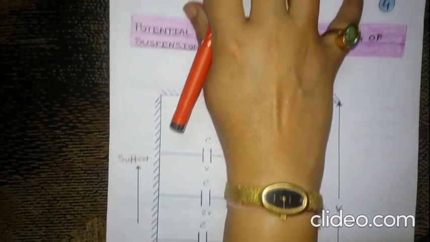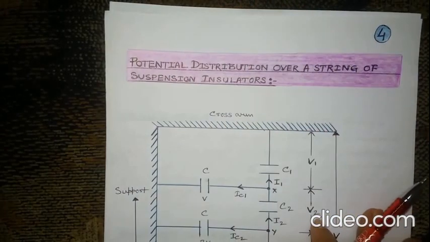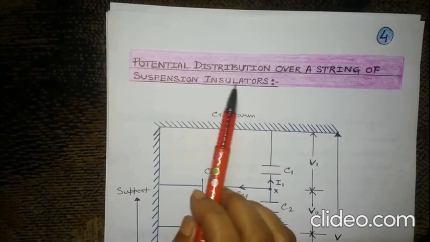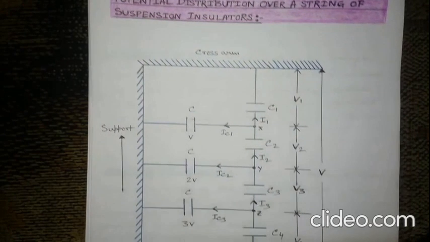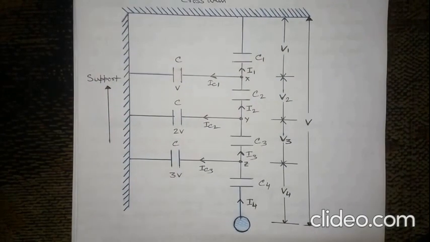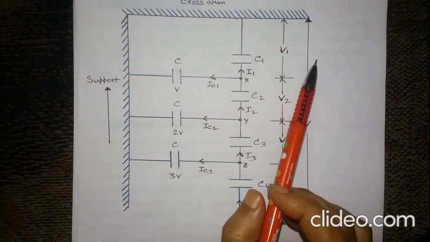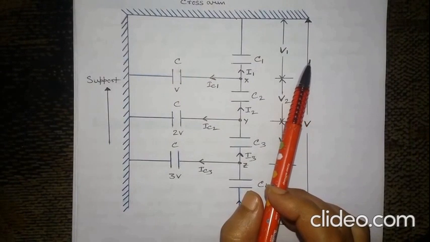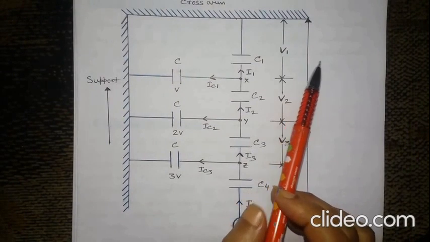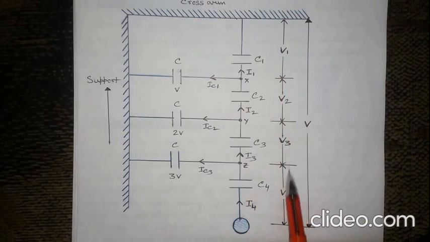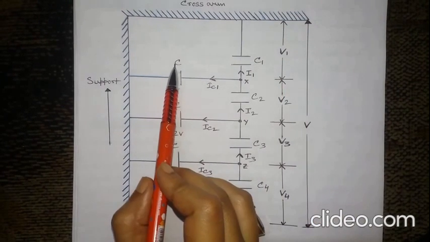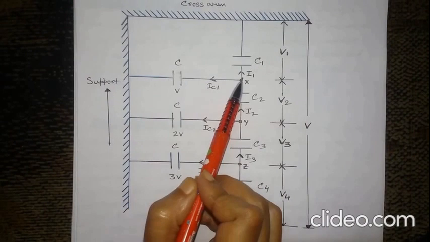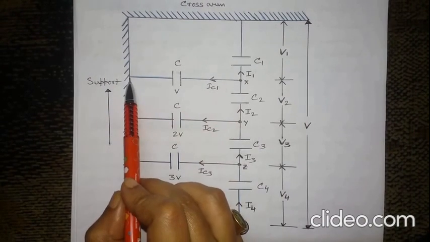Let us start the next topic, that is the potential distribution over a string of suspension insulators. Here is a figure, a string of 4 insulators. Now the potential distribution among the various units of a string insulator is not uniform. That means V1, V2, V3, V4 are the potential distribution, because capacitance is formed between the metal parts of the insulator and the tower.